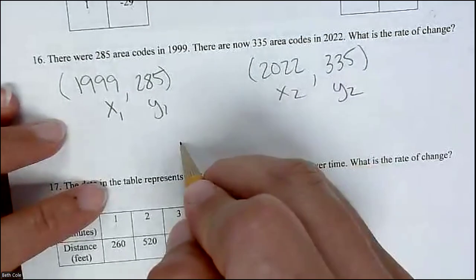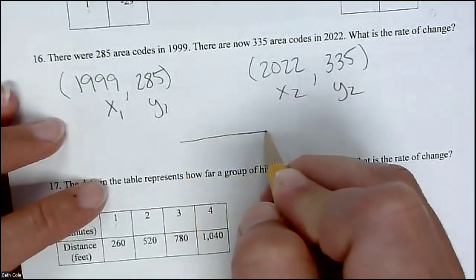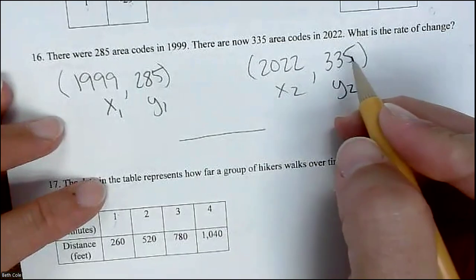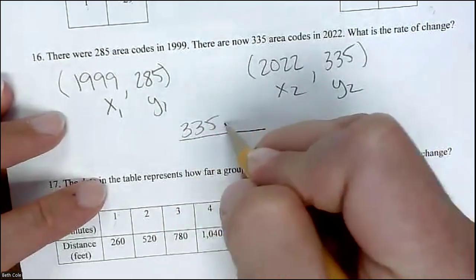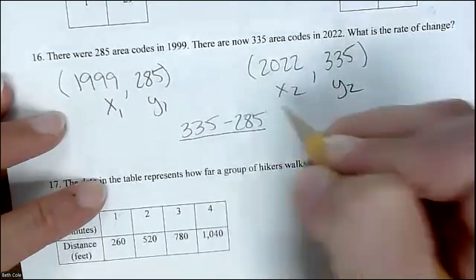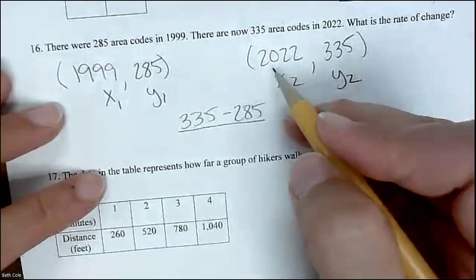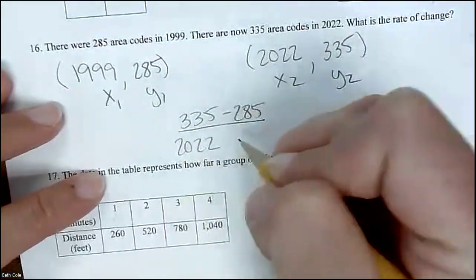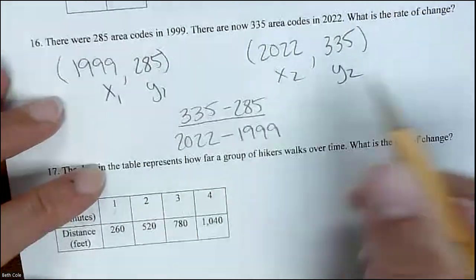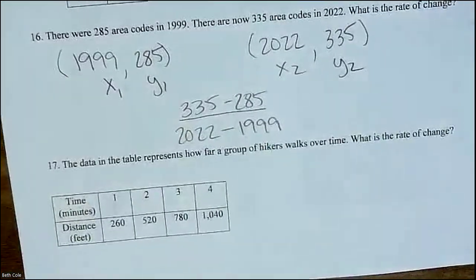What's going to go in the numerator of our fraction? Use your formula. 335, good. Minus 285 over 2022 minus 1999. Now, what am I going to do with that? Put it in the calculator.